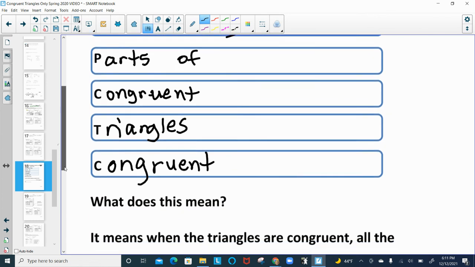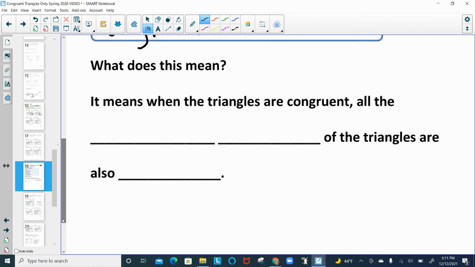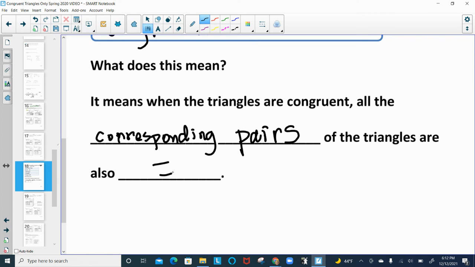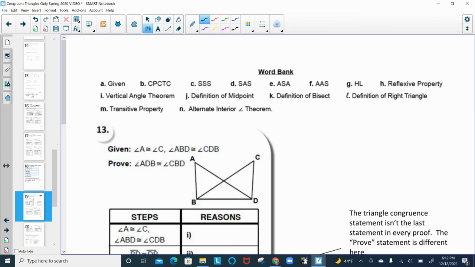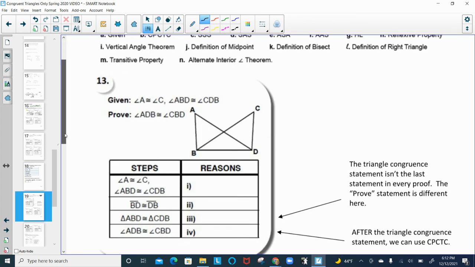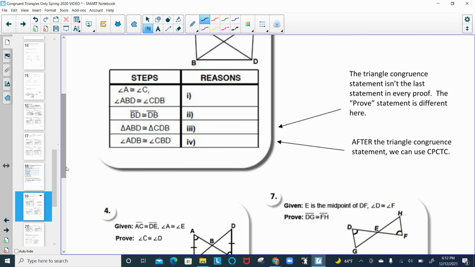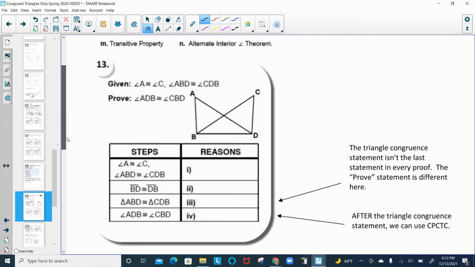Now, the one big important thing is that, let me just write this, all of the corresponding partners or pairs are equal. Now that only comes after we've proven the triangles are congruent. So let me show you what one of those looks like. I don't want to do this really hard one on the video, but actually, I can, it's fine, we can do that one. Let me show you this very strange proof.